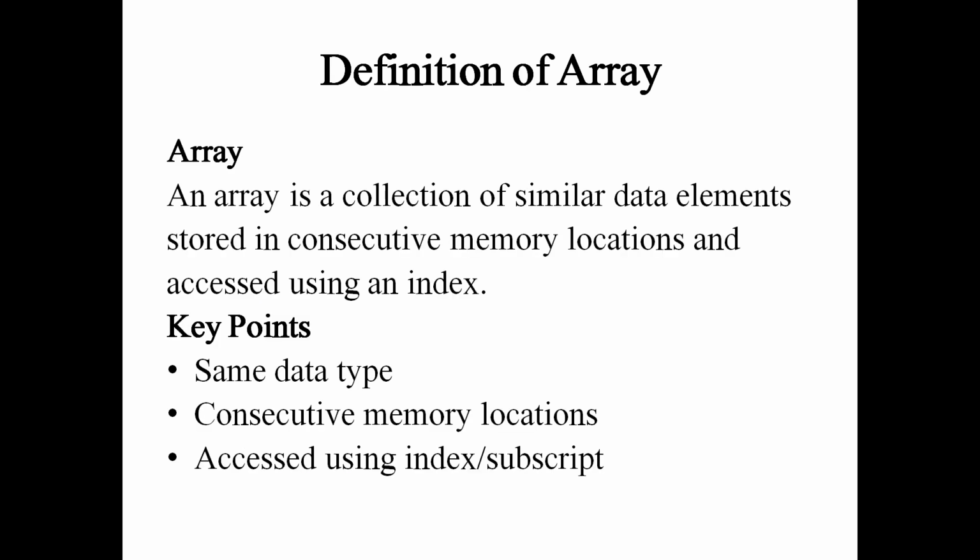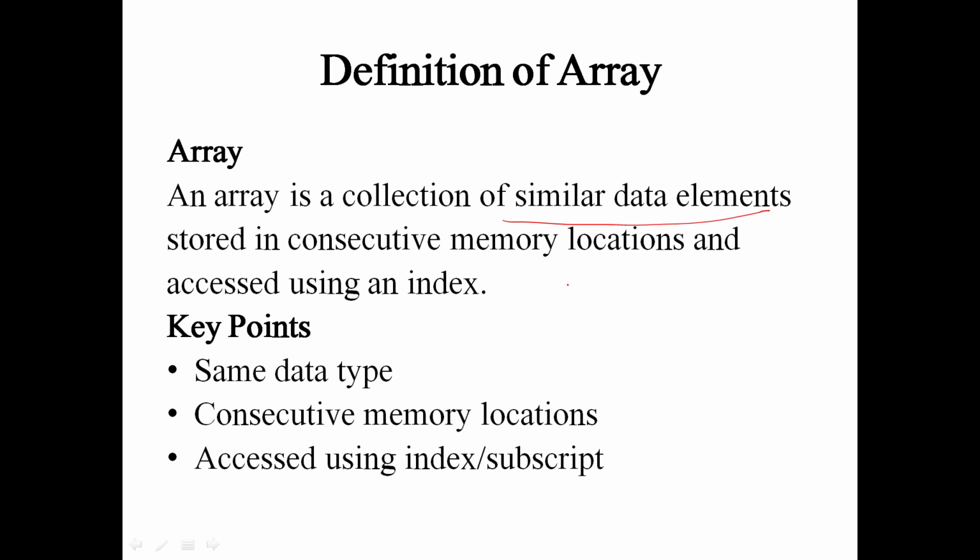So, definition of an array. An array is a collection of similar data elements stored in consecutive memory locations and accessed using an index. Okay, so a collection of similar data elements. All elements must have the same data type.